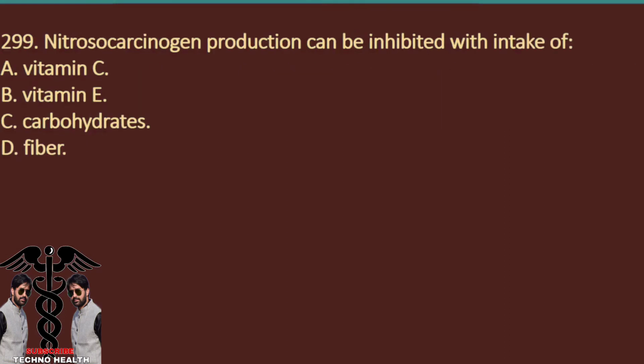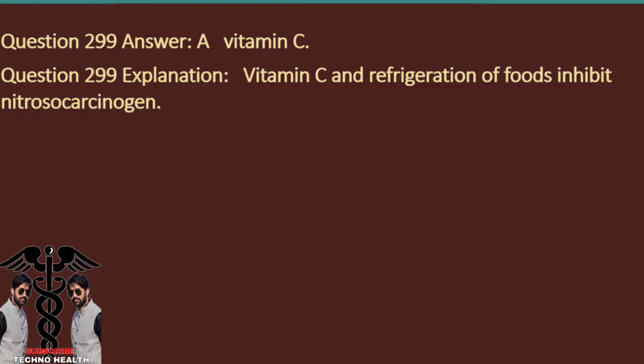Question 299. Nitrosocarcinogen production can be inhibited with intake of A. Vitamin C. B. Vitamin E. C. Carbohydrates. D. Fiber. Answer: A. Vitamin C. Explanation: vitamin C and refrigeration of foods inhibit nitrosocarcinogen.